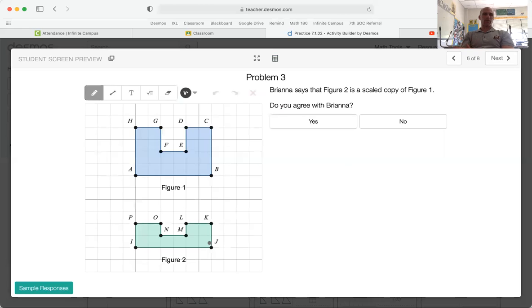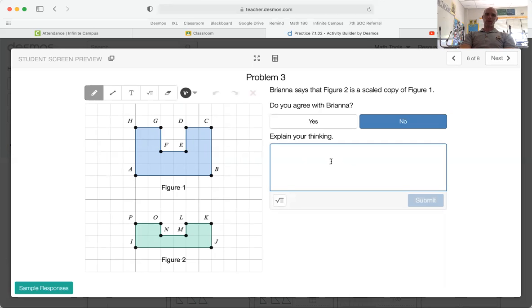You can't do that with a scaled copy. You can't reduce its height without also proportionally reducing its width. So in other words, it's squished, right? That's a very mathematical term there. It has been squished. And in scale copies, you are not allowed to have any squishing. So I'm going to say no, I don't agree with Brianna.